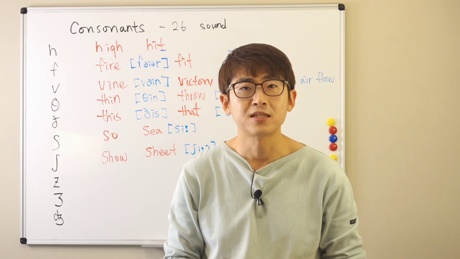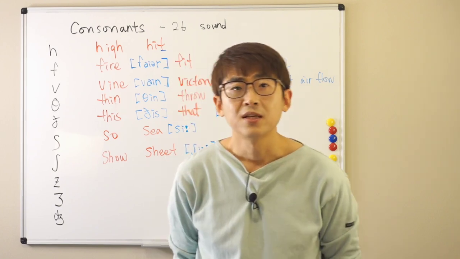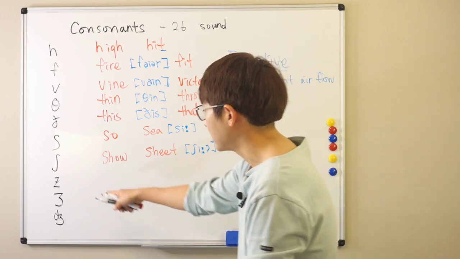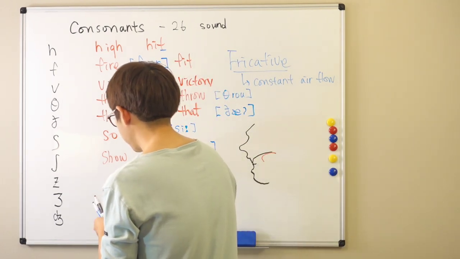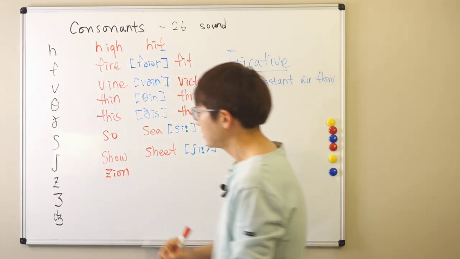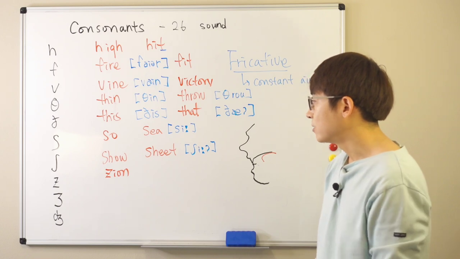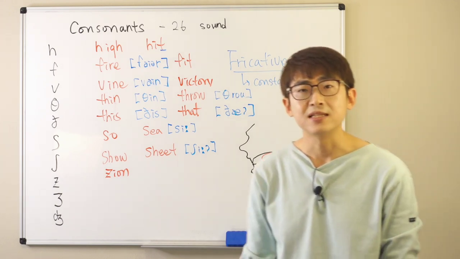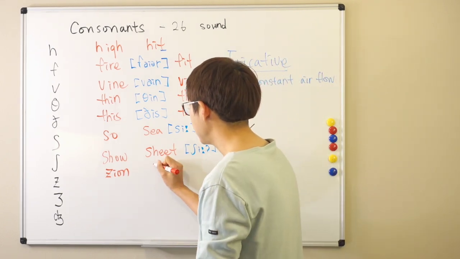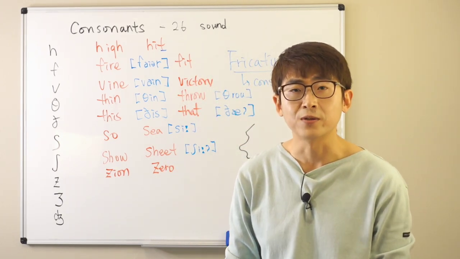So instead of saying sss, you're trying to make it narrower, and this is what it'll sound like. Zzz. Just like the buzzing sound of a bee. Okay. And one example of that is the last one. It's a big word. It means heaven in the book of Bible. And it sounds like Zion, Zion. And another example of this one is the number zero, Z, Ro, zero.